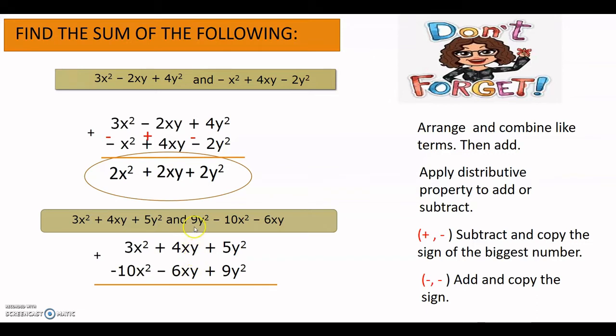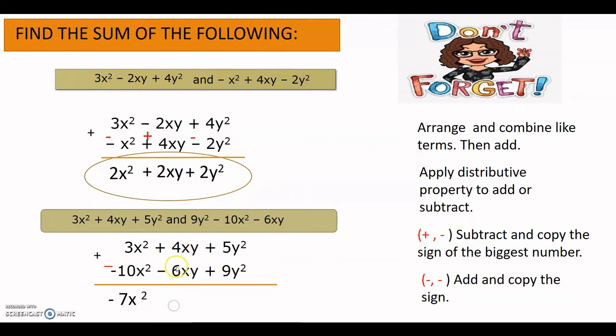Next, 9y squared. Since this is positive, it is positive here. And then proceed to addition. Here, positive 3x squared plus negative 10x squared. Negative times positive is negative. So this is unlike signs. Unlike signs, subtract and copy the sign of the bigger number. So here, 10 minus 3 is 7. So we have negative 7x squared.